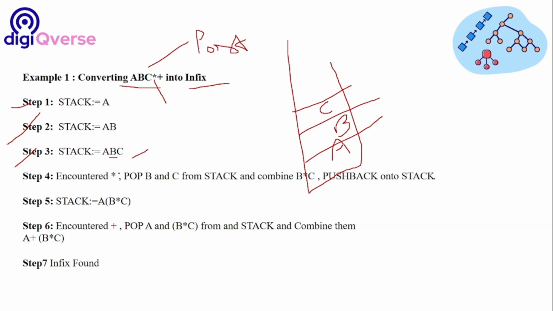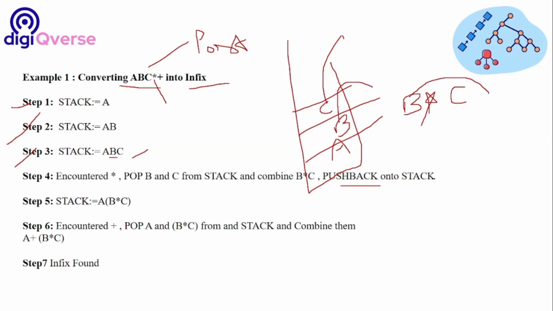So we have encountered the star. What's the rule of the conversion? We pop the two operands. C is popped out and B is popped out from the stack, and we combine them in such a way that the star is placed in infix notation, like B star C, B into C, and push it back onto the stack.